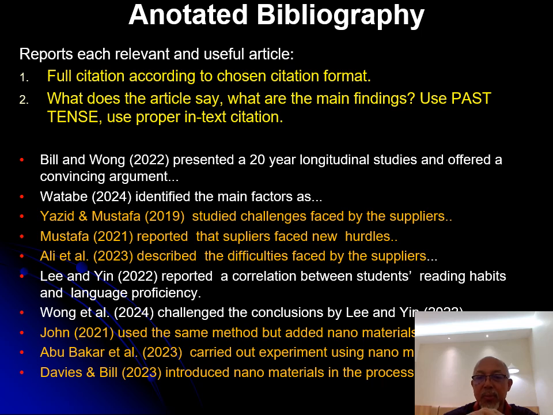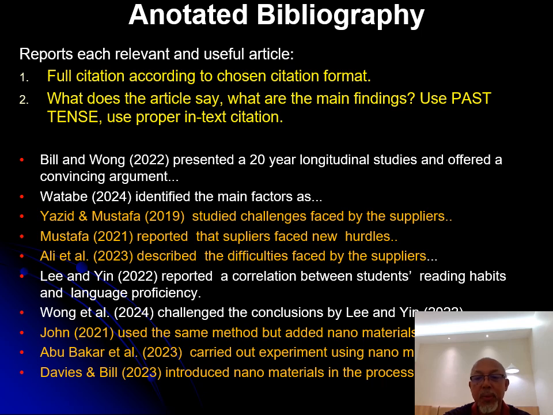And maybe another one, Watabe 2024. Bill and Wong you have already listed in your summary. Then you write what Watabe identified, the main factors. What are the main factors? And then maybe you have another thing about Watabe. Watabe not only identified the main factors, so in the second sentence or second paragraph, you say Watabe 2024, what else? So maybe one or two or three important things coming from Watabe. Same thing with Yadid Mustafa, Mustafa, Ali et al. And so on. For example, Yadid Mustafa talked about a similar topic.